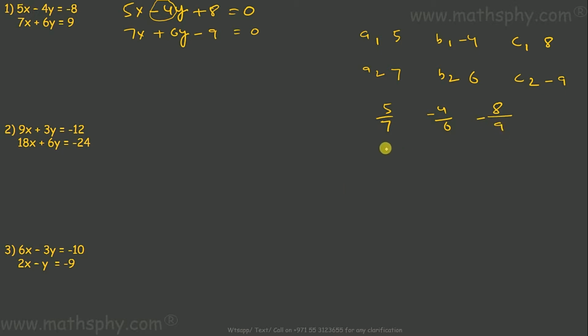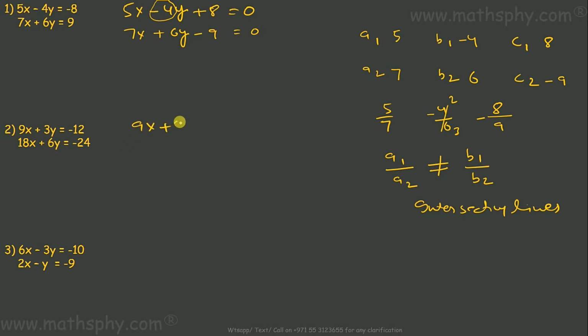So here, a1 over a2 is not equal to b1 over b2. This is 5 over 7, and this is negative 2 over 3, which is not equal. It means these are intersecting lines.